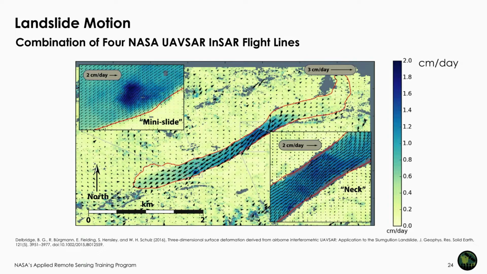Another thing that we can measure is motion of landslides. This is using the airborne radar system called UAVSAR that NASA operates. We took radar images from 4 different directions, did the interferometry, and then combined the 4 different directions into a full 3-dimensional map of the landslide motion, which is really helpful for better understanding how the landslide is moving. The landslide in Colorado moves up to 2 centimeters every day, a very unusual one.